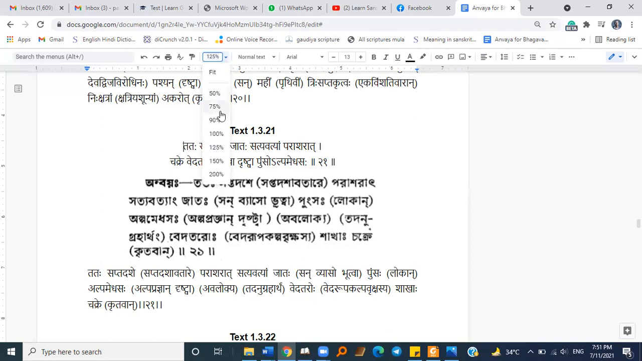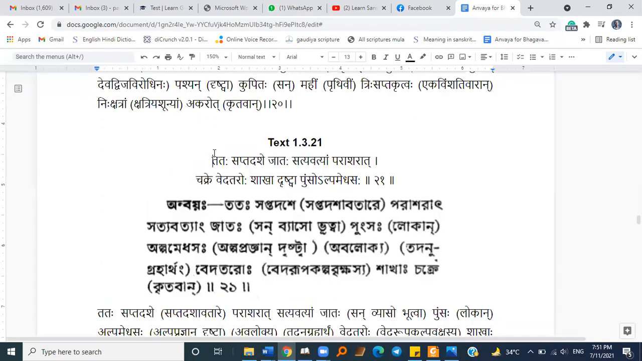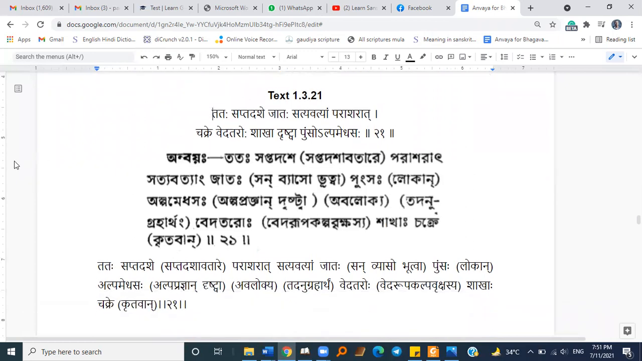Srimad Bhagavatam, Prathama Skandha, Tritiya Adhyaya, Eka Vinshati Shloka, 21st verse. Tataha saptadashe jataha Satyavatyam Parasharat, chakre Veda taroho shakha drishva pumso alpa medhasah.